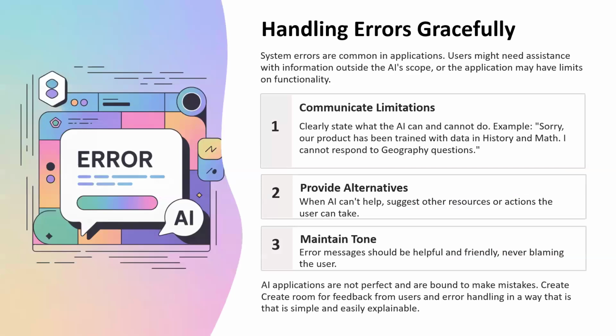So handling errors gracefully. To handle our errors gracefully, we need to ensure that we communicate the limitations clearly, state what the AI can and cannot do. Example, our product has been trained with data in history and math, so it cannot respond to geographic questions. So this is a good way to handle a specific error. If a user brings a use case that we haven't trained our model for, we can provide alternatives when AI can help, suggest other resources and actions the users can take.